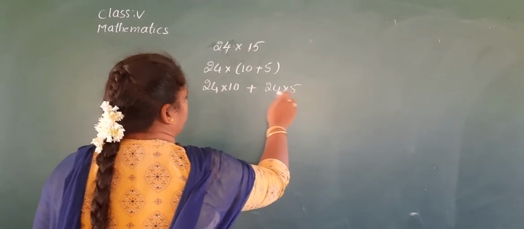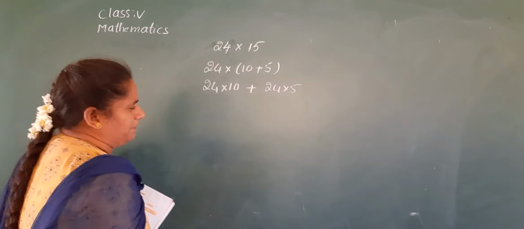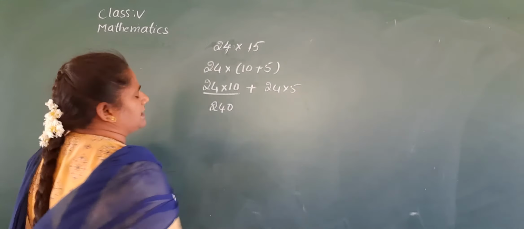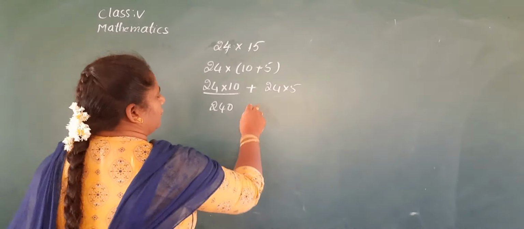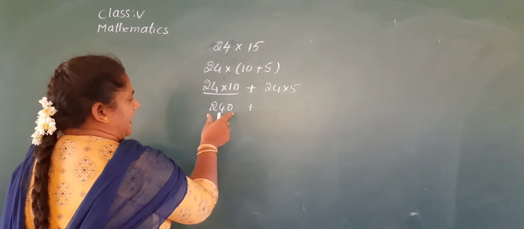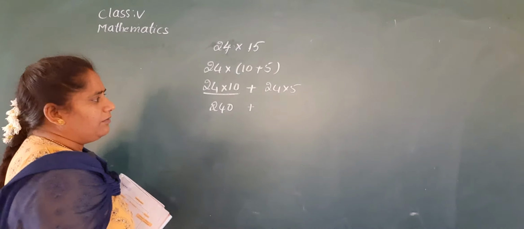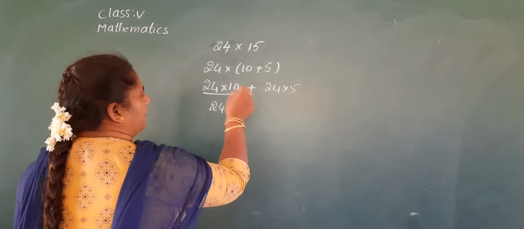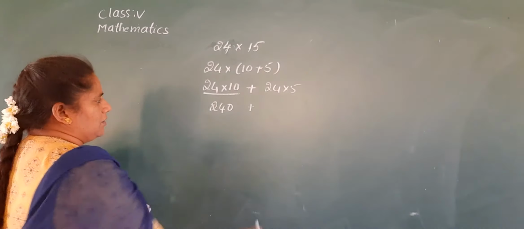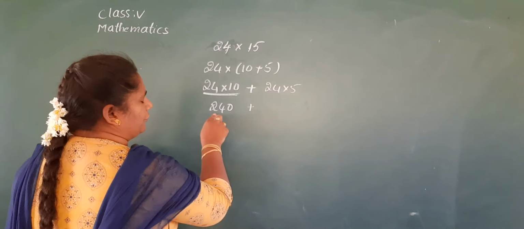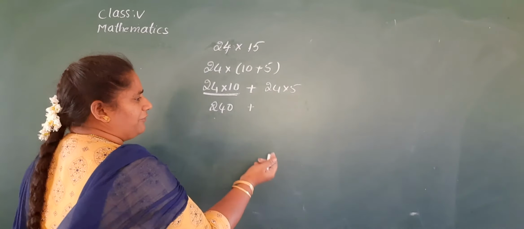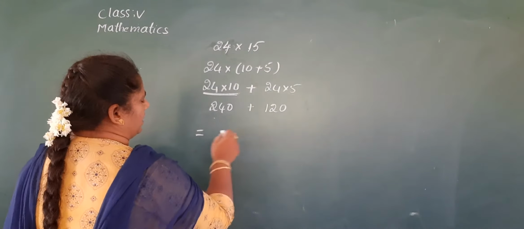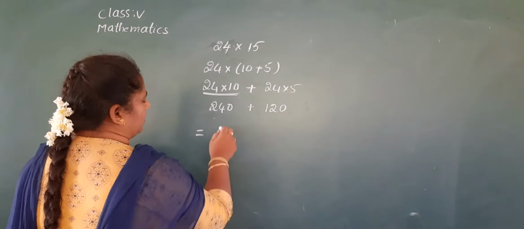For 24 into 5, we don't do the multiplication here. First we multiply 24 into 10 as 240. Without multiplication we take half of this product, because multiplying by 5 is half of multiplying by 10. Half of 24 is 12, so that means 120. Then 240 plus 120 is 360.